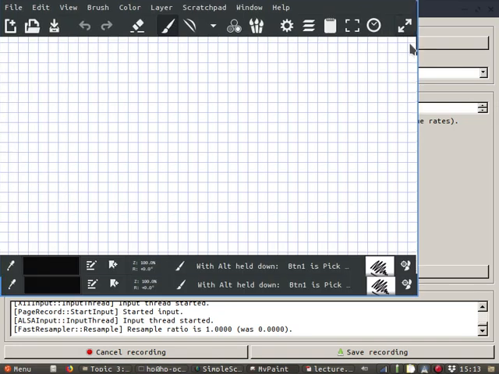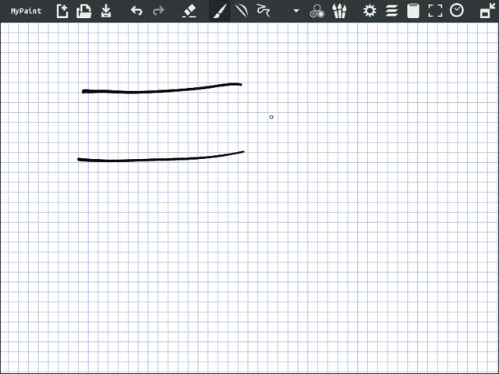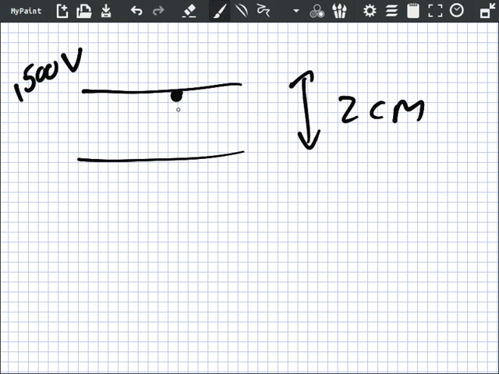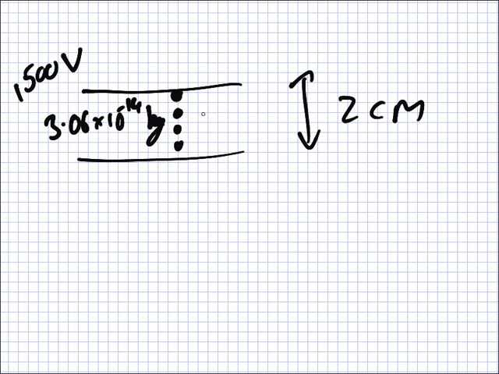The diagram below shows two parallel horizontal plates held 2 centimeters apart. The top plate is held at a potential of 1,500 volts, and the lower plate is earthed. A very small oil drop of mass 3.06 times 10 to the minus 14 kilograms, which has a net negative charge, is held in equilibrium and prevented from falling under gravity by the upward force of the electric field of the plates. What is the value of the electric field between the plates?